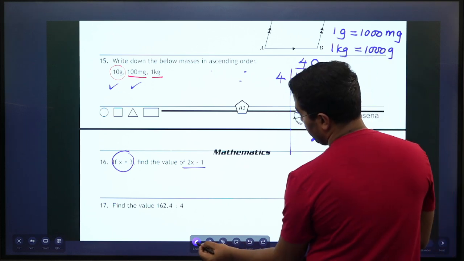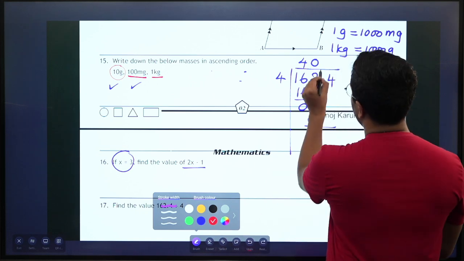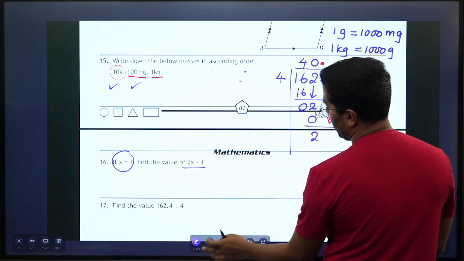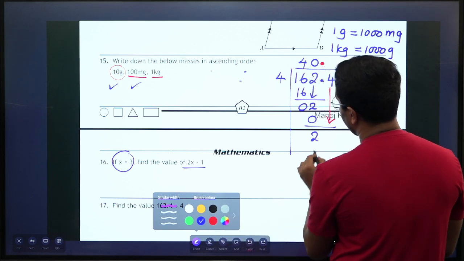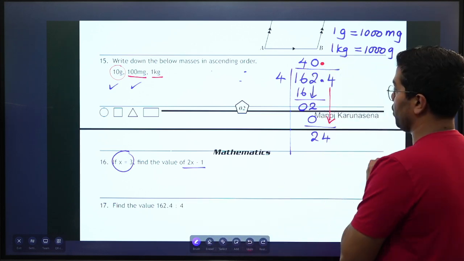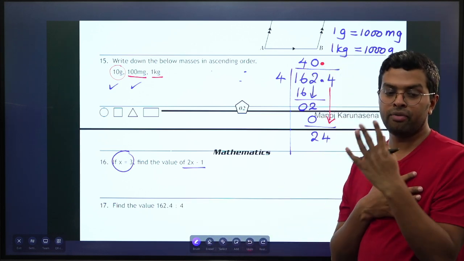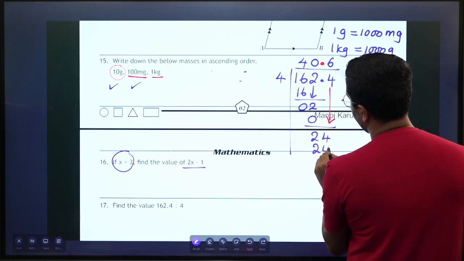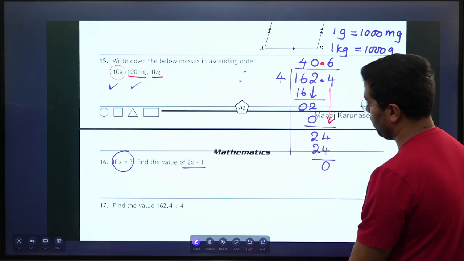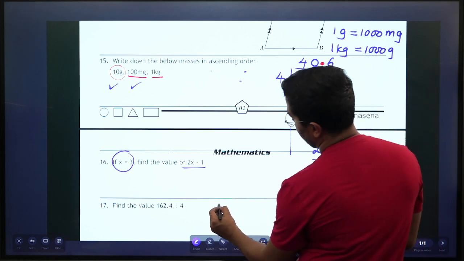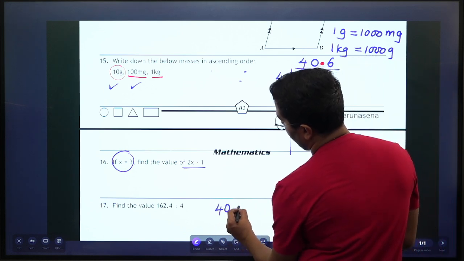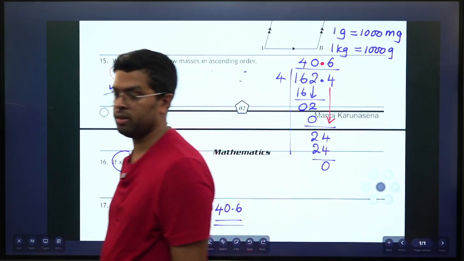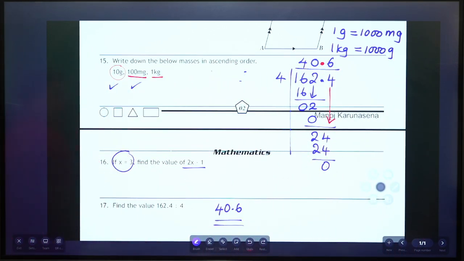Now, the most important thing here is, let's put a decimal point here and let's bring this number 4 down. Once you bring this number 4 down, the number will become 24. 24 divided by 4, 6 times 4 is 24, remainder 0. So what is the answer? 40.6. Right?